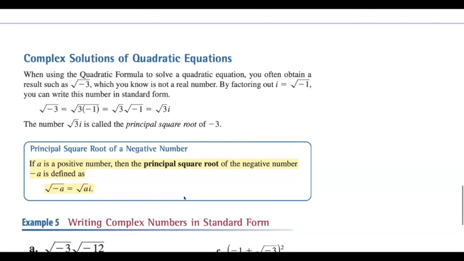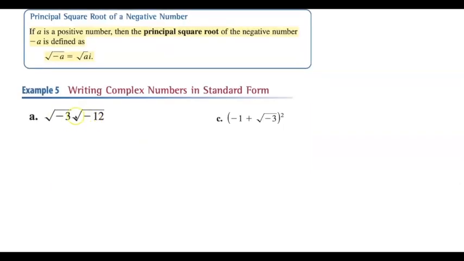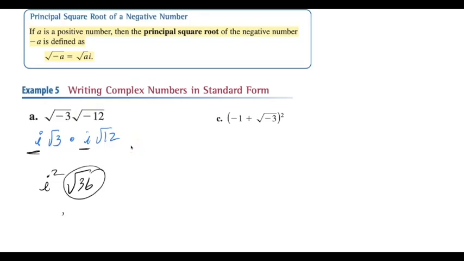How do we solve a complex problem? Kind of like normal. If you have a square root of a negative number, you can always just pull the i out, and then leave the square root there. If I'm going to write a complex number in standard form, first I would write i square root of 3 times i square root of 12. Multiply them together. i times i is i squared. 3 times 12 is 36. The square root of 36 is just 6, so I get 6 times negative 1, because i squared is negative 1. I just get negative 6. So I'm just taking the i's out and then multiplying the radicals by the radicals and then reducing it.